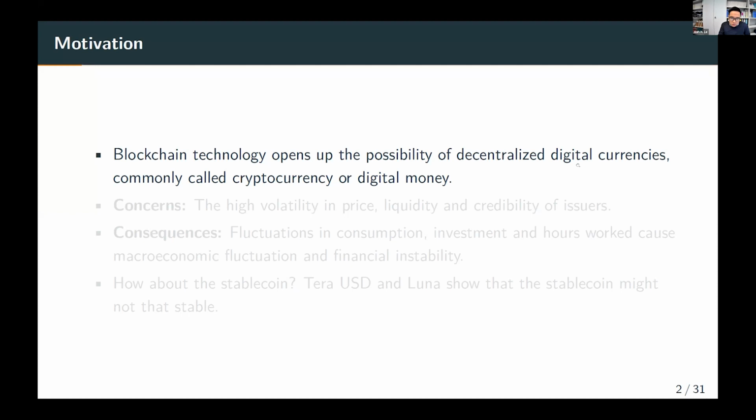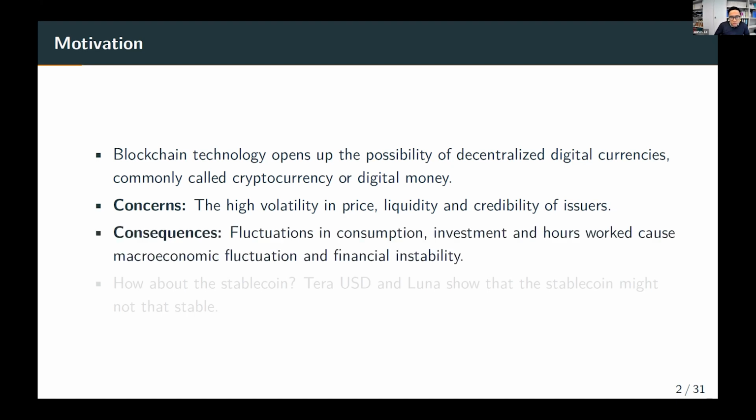Because of that, many concerns follow, and I list three concerns from the perspective of macroeconomics: the high volatility in price, the problem of liquidity, and the credibility of issuers. Because more and more people are holding crypto in their digital wallets, we have consequences that lead to fluctuation in consumption, investment, and output. All of this causes macroeconomic fluctuation.